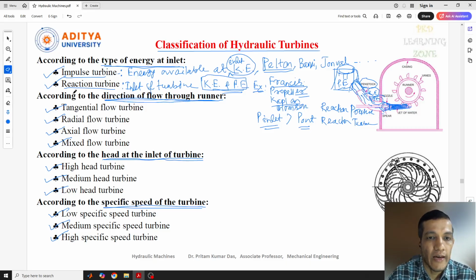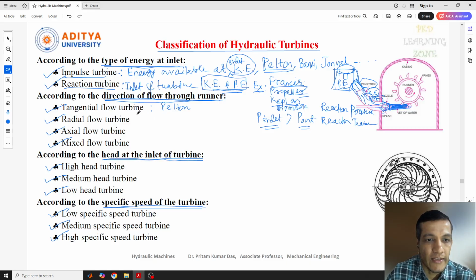Now, according to the direction of flow through the runner, the first one, as I told you, is the tangential flow direction, or tangential flow turbine. So in a tangential flow turbine, if you see, the water flows here. One example I'll tell directly. This is the tangential flow turbine. An example of this is the Pelton turbine, or Pelton wheel turbine.